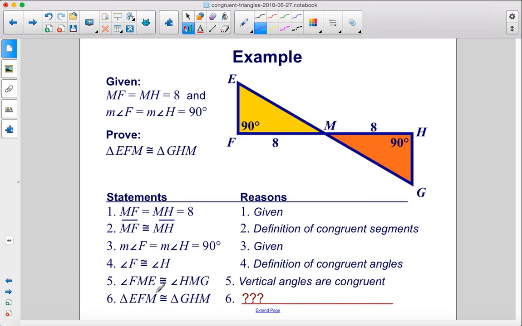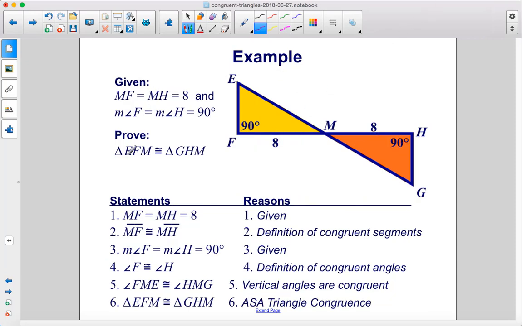Finally, we know that these 2 triangles are congruent because of angle side angle. Remember, these angles are congruent because they're vertical angles. These segments are congruent, and these angles here are congruent, so angle side angle. Here's the full proof.